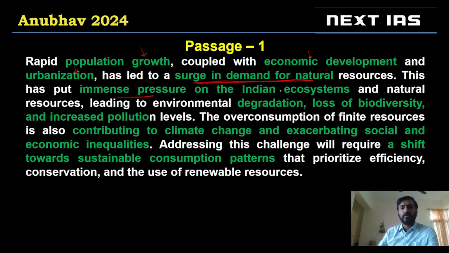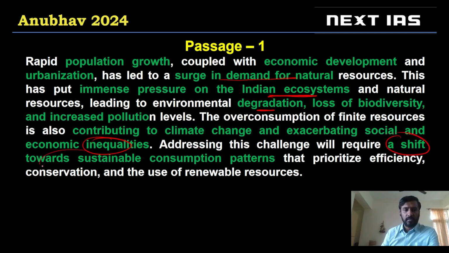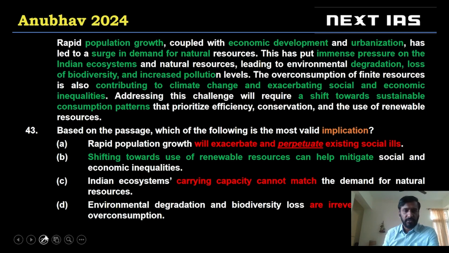This has put immense pressure on Indian ecosystems. Degradation is happening, biodiversity loss, increased pollution levels. We know this argument. We have read it over and over again in paper one, especially. So, contributing to climate change and exacerbating social and economic inequalities. Because of these factors, because of the negative impacts and surge in demand and ecosystem degradation, social and economic inequalities occur. To address this, to resolve this, a shift towards sustainable consumption patterns is required. Fairly easy. Let's see the question.